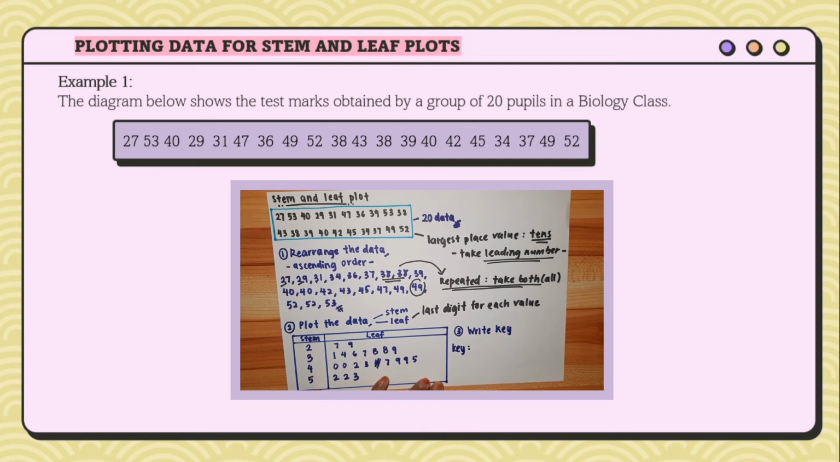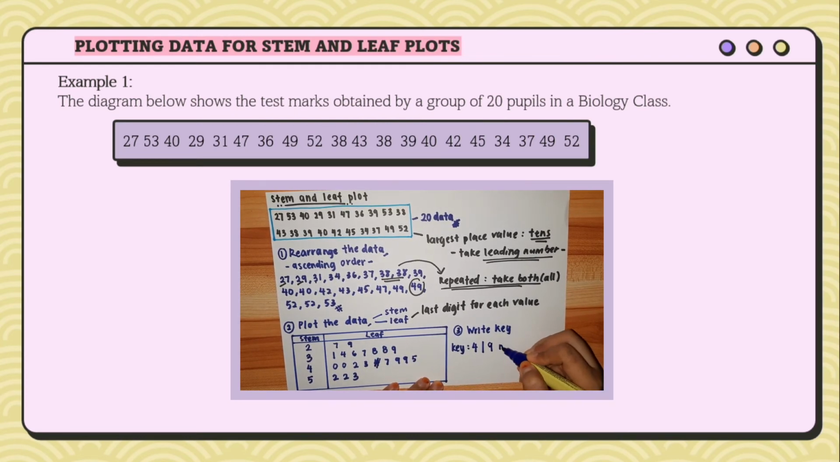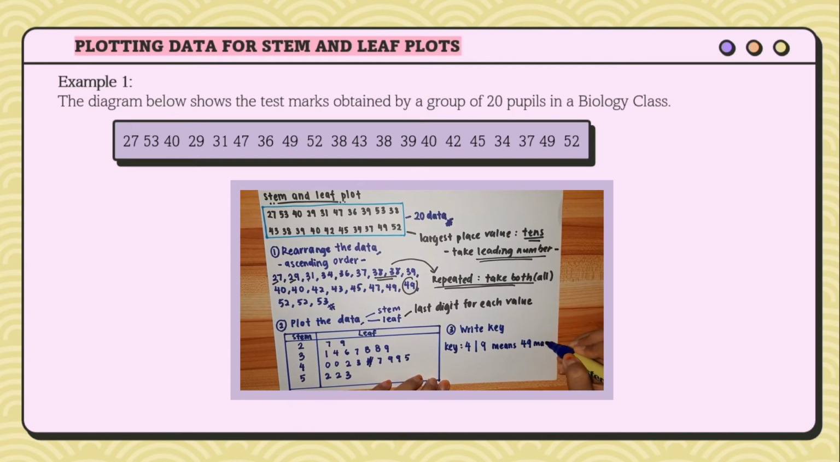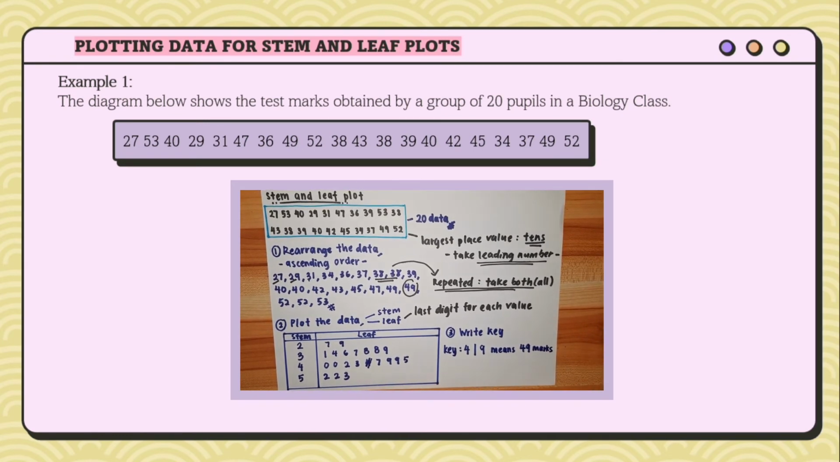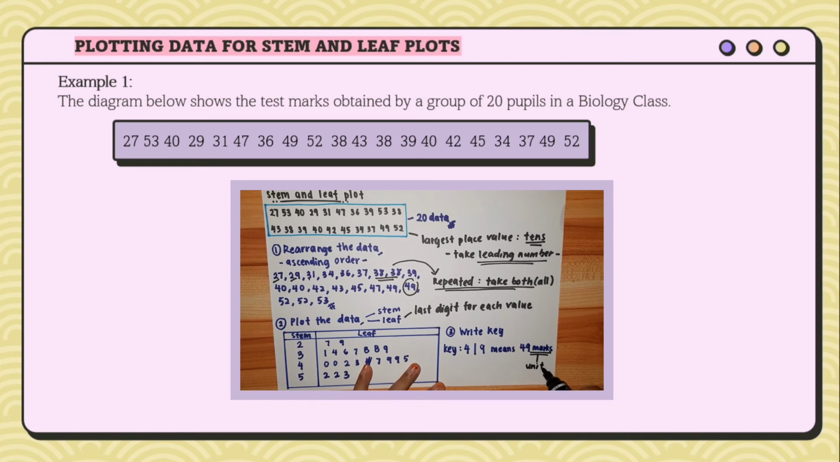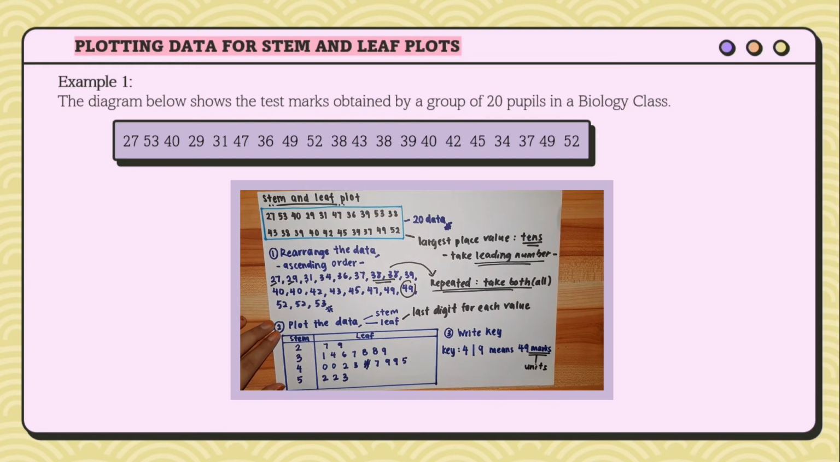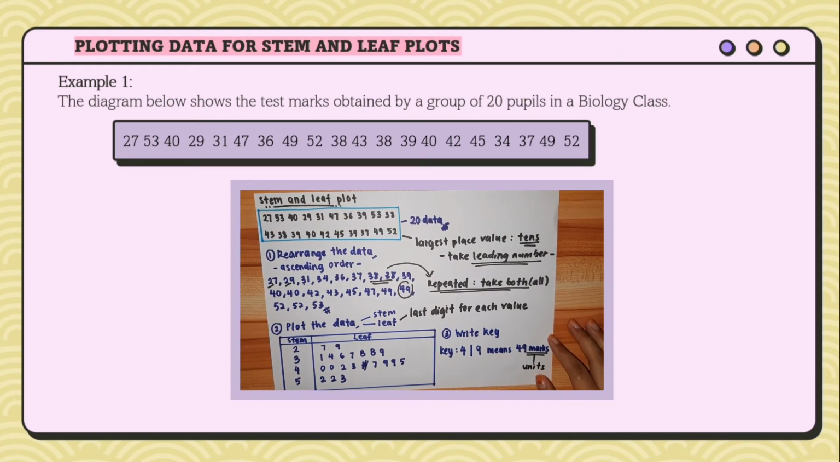Then start with the stem, which is number 4 because I choose number 49, and then slash the leaf, which is 9. Then write down the word means 49, and the last one we need to write the unit. So for this question, the unit will be the marks. Okay. So this is how we write the key. Please don't forget to write down the unit, okay? Because it is compulsory and you can get the unit from the question given.